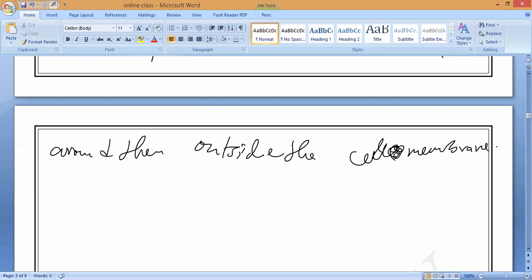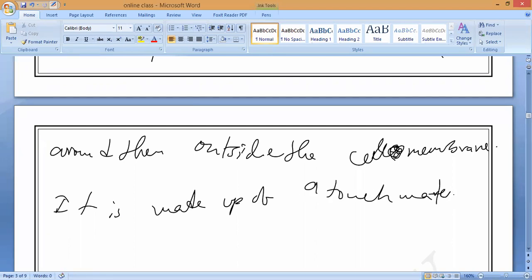Now you can see it is made up of what? It is made up of a tough material. What is that called? Cellulose. Please write that as the second point. It is made up of a tough substance, a tough material known as cellulose. Please note it down. Vartini, are you completed?